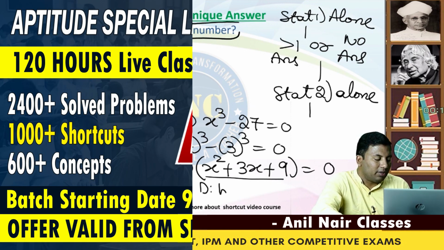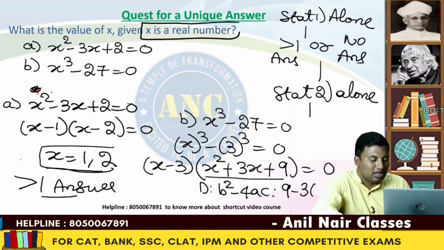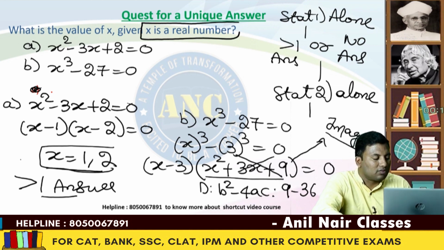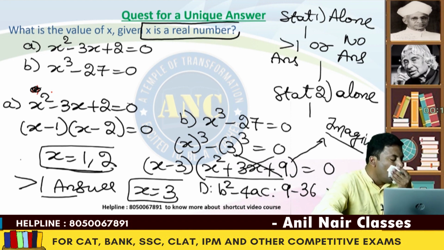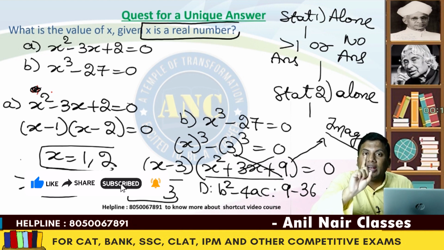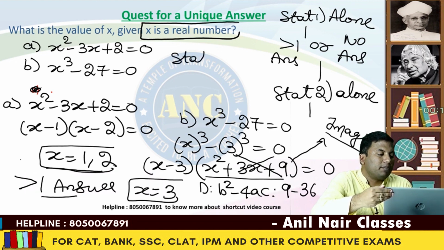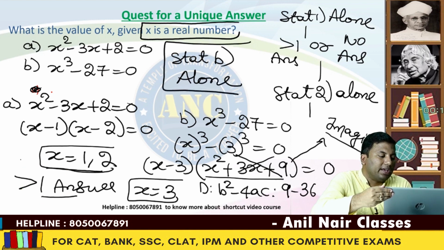If I take the discriminant b square minus 4ac, 9 minus 36, that is minus 27, less than 0, that means the roots for this one are imaginary. But according to the question, x should be a real number. So this will not be considered. So x is equivalent to 3. Did I get the unique answer? Did I get only one value? Yes. So the answer for this question is statement B alone. Statement B alone. I hope the idea is clear.